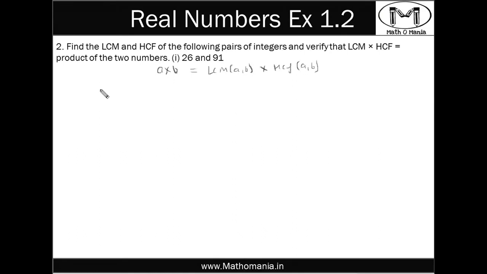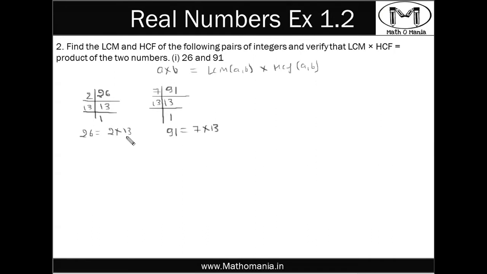So first of all, let us find out the LCM and HCF of 26 and 91. On prime factorizing 26, we get 2 13 times and then 13 one time. So 26 can be written as 2 into 13 simply. So these two are the only prime factors of 26. Now 91, on dividing it by 7, we'll get 13. On dividing by 13, we'll get 1. So 91 can be written as 7 into 13.